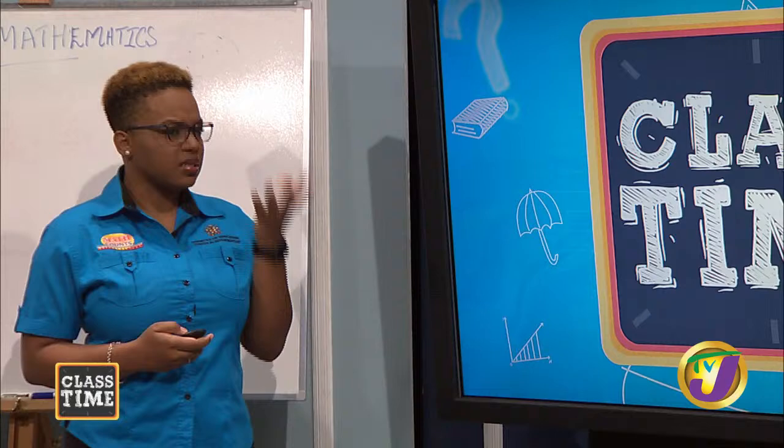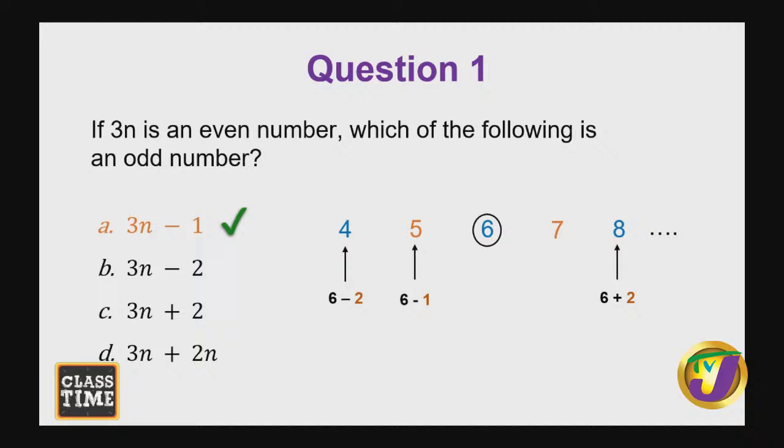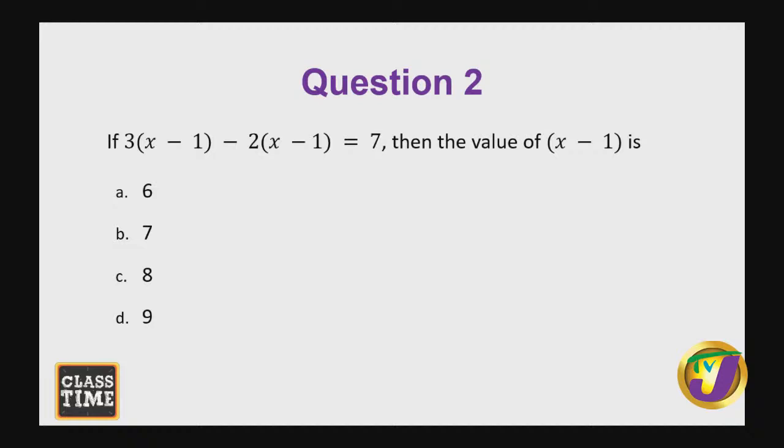All right, Latoya seemed to be on point today. Let's see if we can step it up a bit and transition into question number 2. And see how we can handle this one. So it says, if 3 multiplied by x subtract 1, of course, that's in bracket here, and then we're to subtract 2 times x subtract 1, all in bracket there again, and the result is 7. And they're asking us, what is the value of that quantity that's in bracket. In other words, what's the value of x subtract 1?